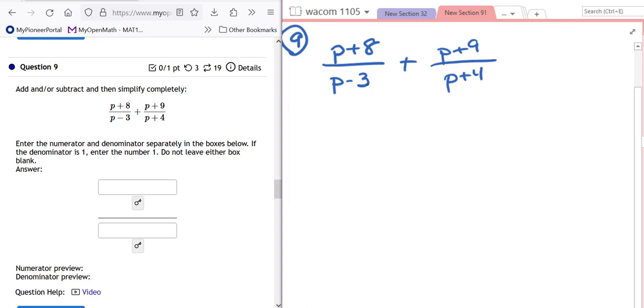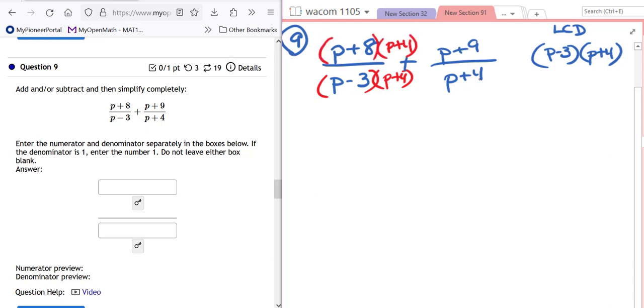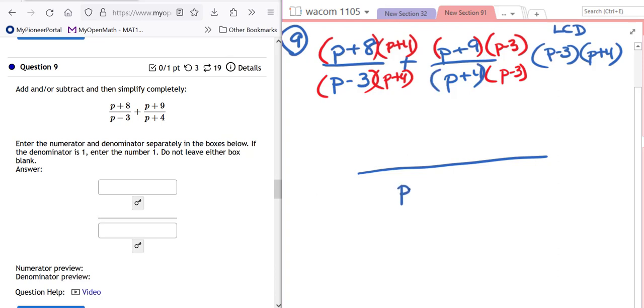So for your common denominator, these are already factored. You're going to need both. You're going to need a p minus 3 and a p plus 4. That will be your common denominator. So both of them are going to need something. This one is going to need the p plus 4. And we're going to have to multiply those out, so I'm just going to stick it here. This one is going to need the p minus 3. Now, denominators, eventually you just keep, so we don't have to multiply them out. You can pick either order.